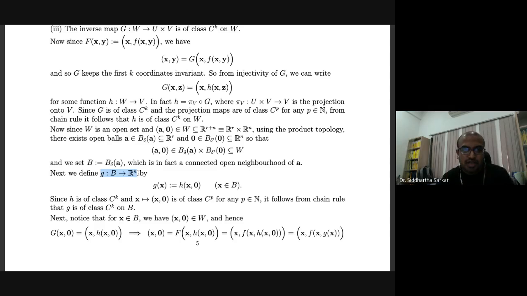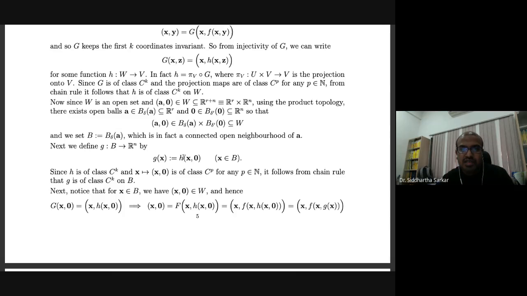So how do I do this? Remember, my B is like that. If I put points of B in the first coordinate, and in the second coordinate I just plug in 0, then that still goes inside W, because B_delta(a) cross 0 goes inside W. This is a neighborhood of 0. Okay, so therefore I should be able to define my g as follows. This is just h(x, 0). This definition makes sense, so this is well defined. Now, because h is of C^k, my g turns out to be C^k.